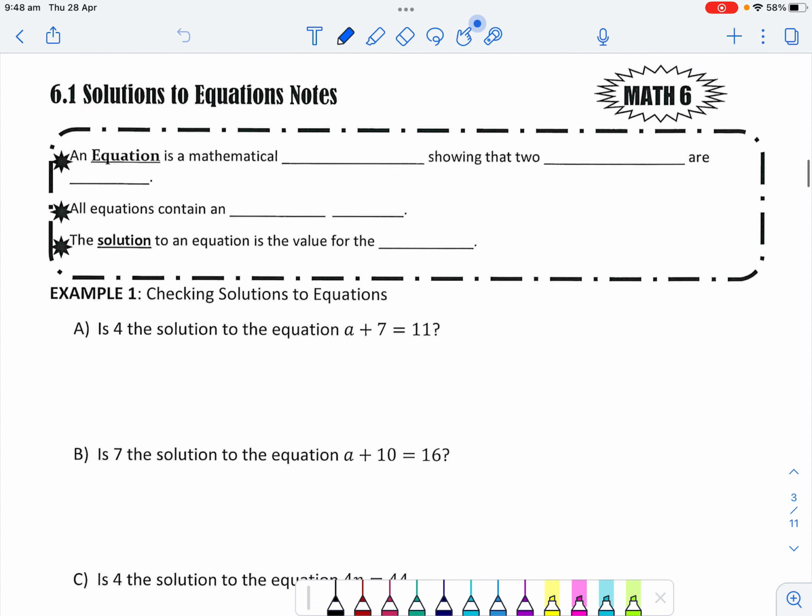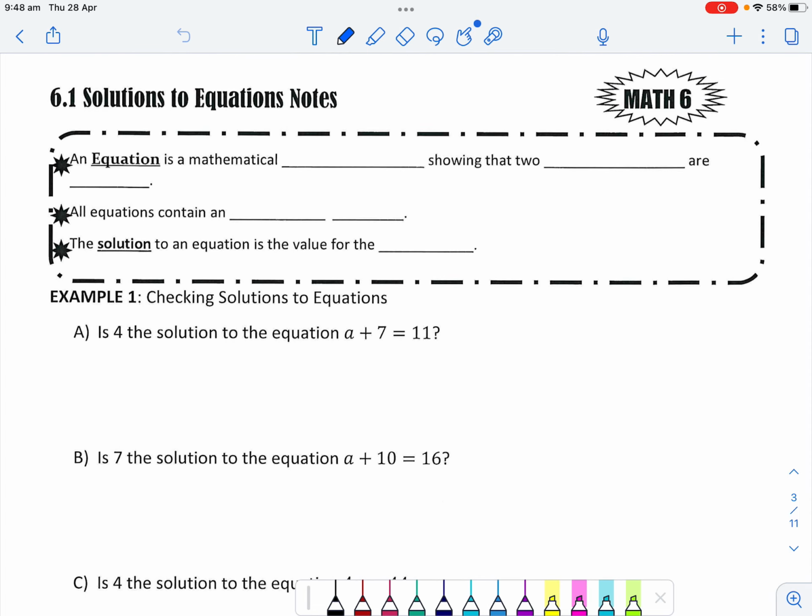Hey everyone, today we are going to be talking about solutions to equations. So we started with that activity where you had to find your partner, and your partner was determined by the solution to your equation. So today we're actually going to talk about equations and formally define them and what they look like, and what it means to be a solution to an equation, because it's not about the numbers that make up the equation, but it's about the number that goes in for the variable in the equation.